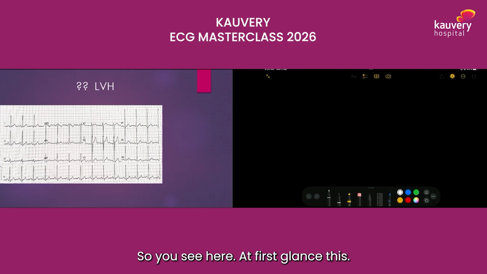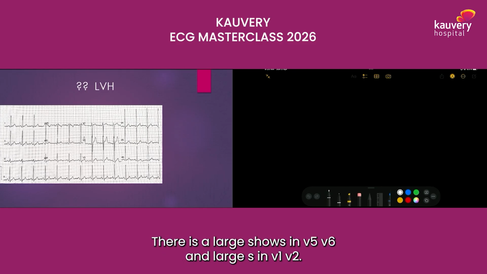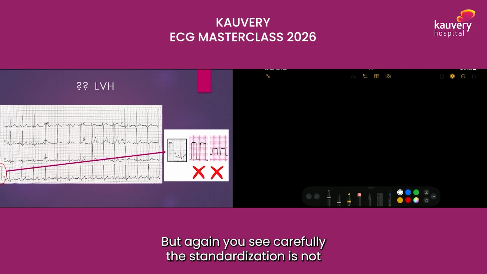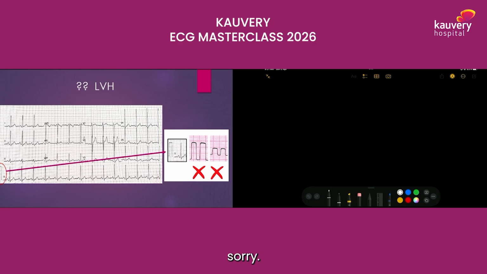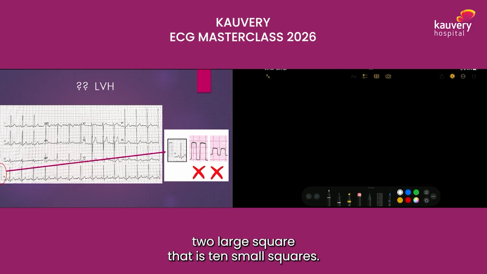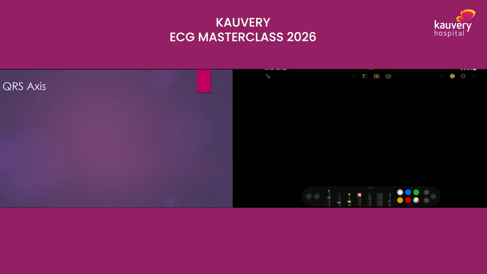So you see here, at first glance, this ECG may look like there is a left ventricular hypertrophy. There is a large QRS in V5, V6 and a large S in V1, V2. But look carefully, the standardization is not correct. The standardization should have been 10 small squares, but here it is more. So your interpretation of LVH would be improper here.